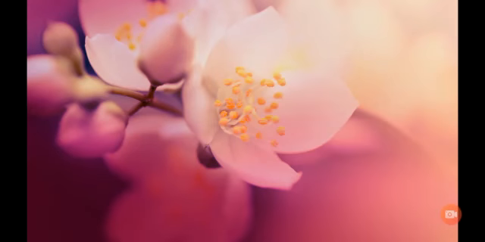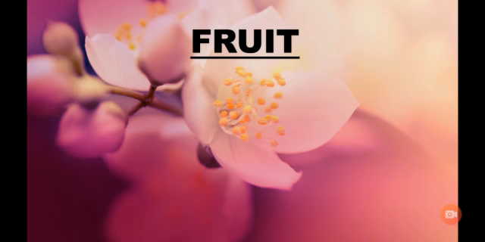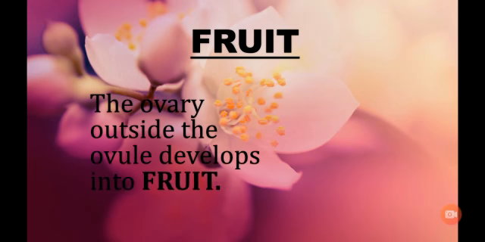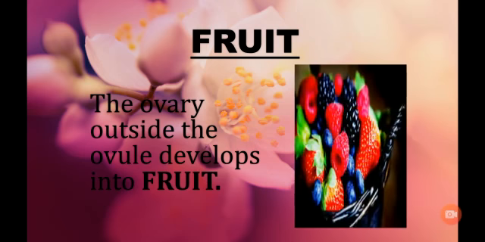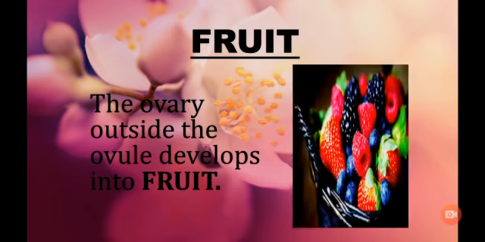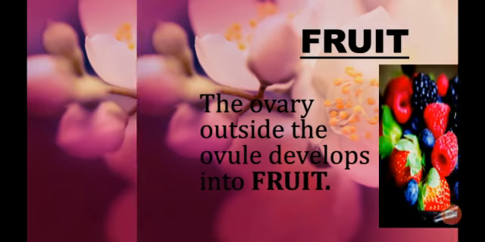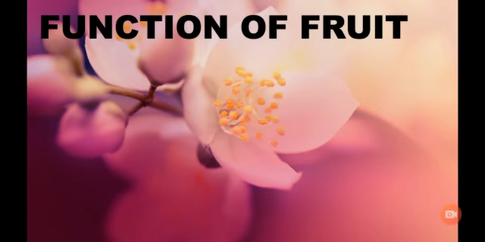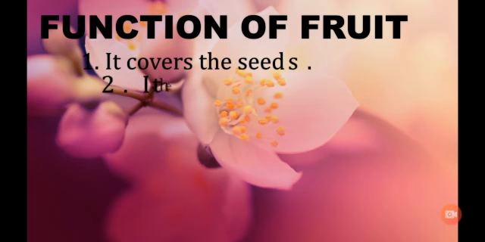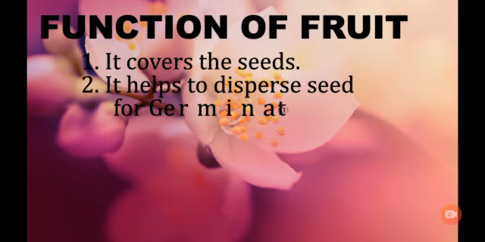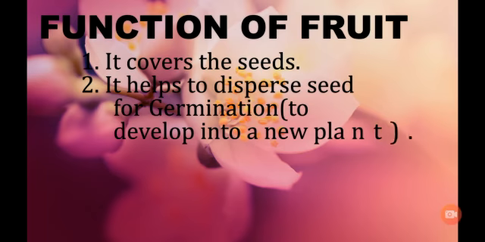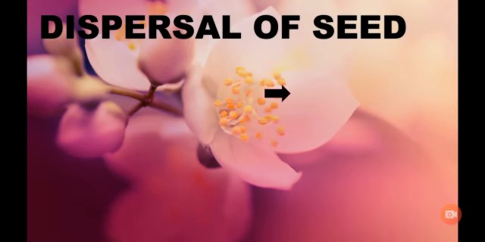Along with the seeds, there is some sort of fruit on most plants. According to the definition, the ovary, the portion of the carpel outside the ovule, develops into the fruit. On a daily basis, we are used to seeing a variety of fruits, as you can see in the picture. If the fruit is present on a plant, there must be some basic need of that fruit for the plant body. The first function is that it covers the seeds, and the second is that it helps to disperse seeds for germination. What is germination? To develop into a new plant. Now the question arises: what is dispersal, or how are seeds dispersed?